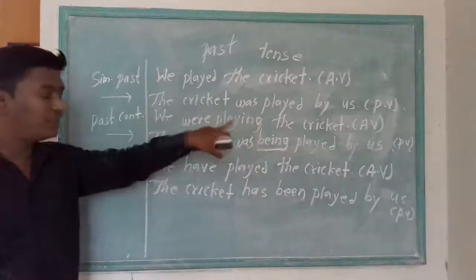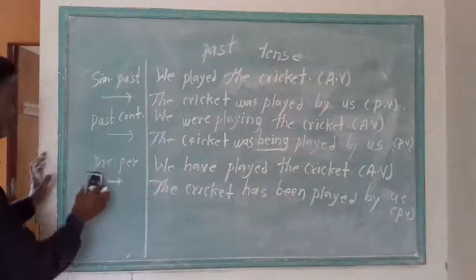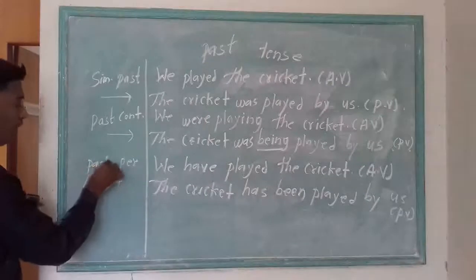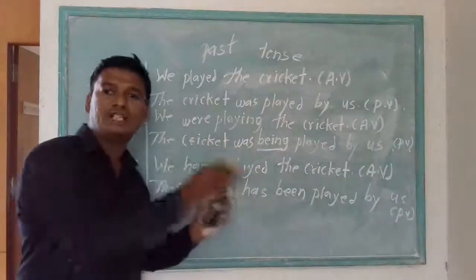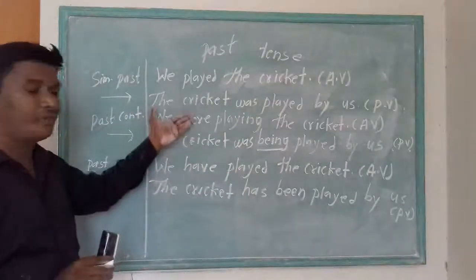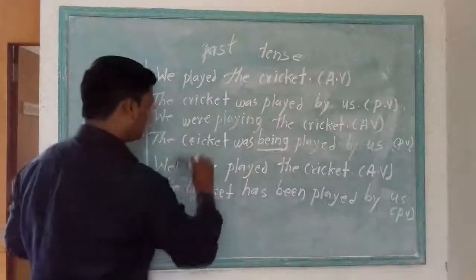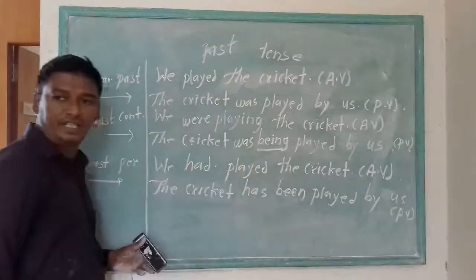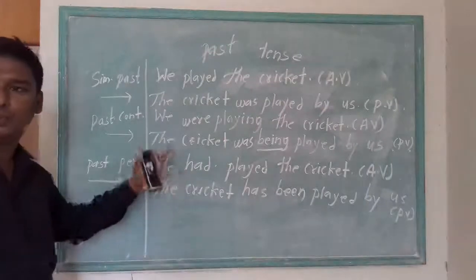Now I change the same sentence into past perfect tense. We have learned present tense, so as in present tense, some changes are made in past tense. So easy. Now how to convert the same sentence into past perfect tense? We had played the cricket. Okay. Then how to convert into PV?